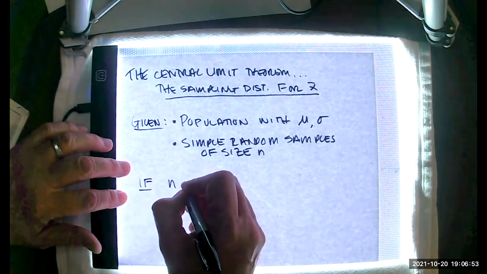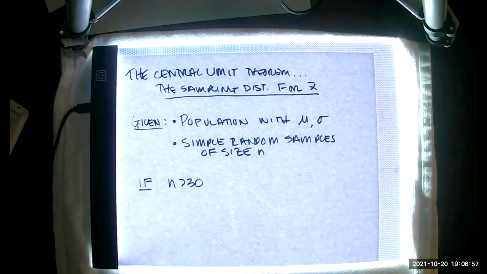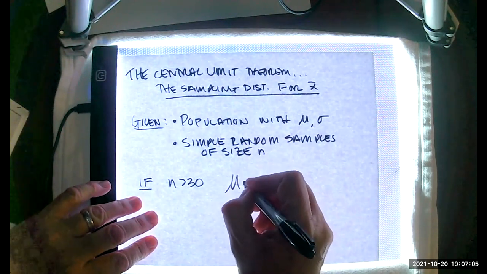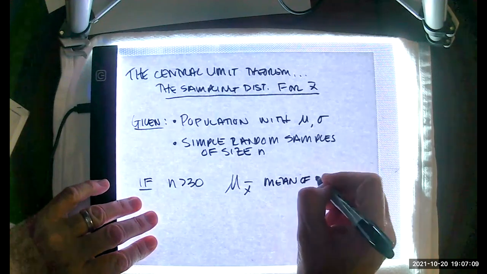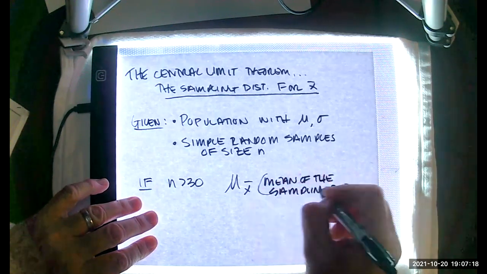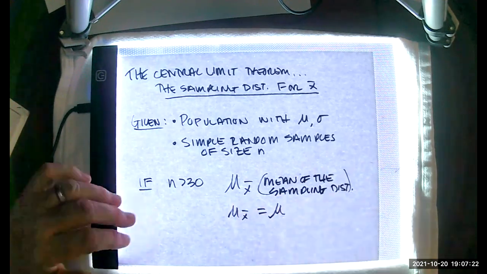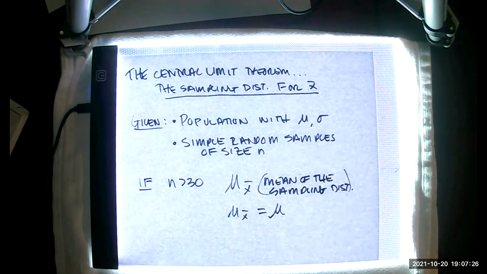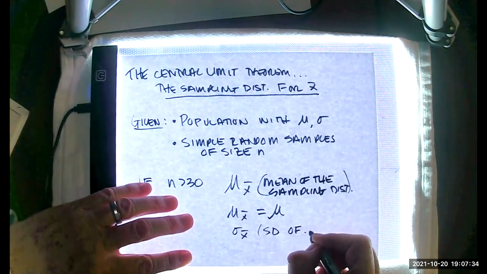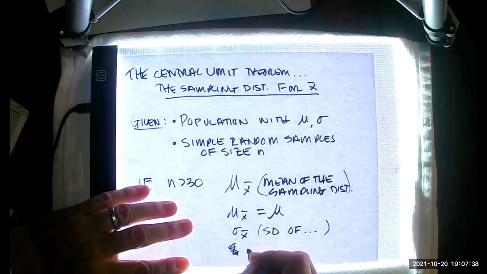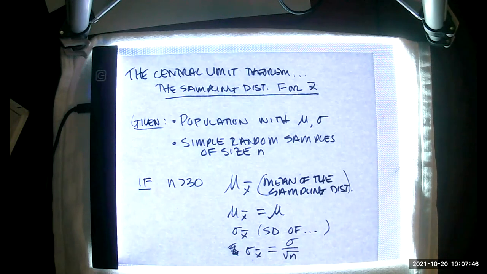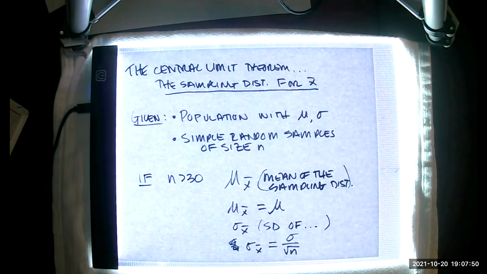Here's the first part. If n is greater than 30, this is your sample size here. So if n is greater than 30, mu sub X bar, that's the mean of the sampling distribution, mu of X bar is going to be the same value as mu of the population. And sigma sub X bar, that's the standard deviation of the sampling distribution, sigma X bar is equal to the population standard deviation divided by the square root of the sample size.